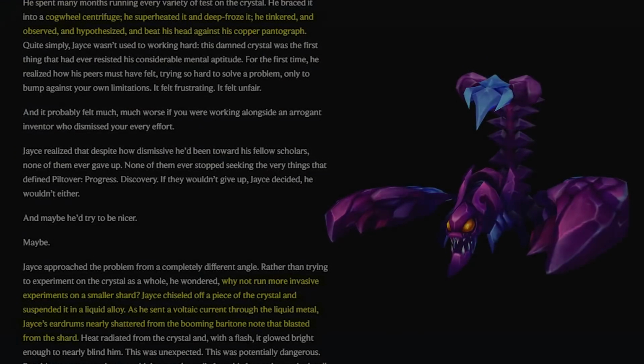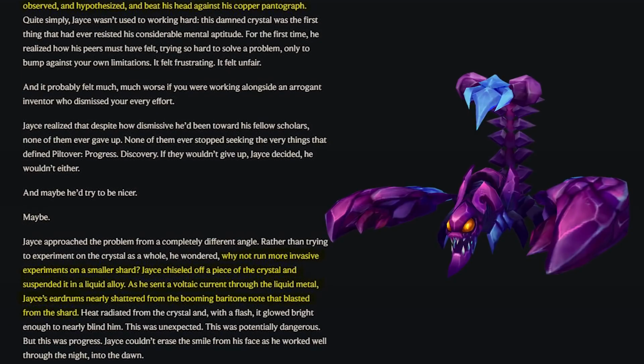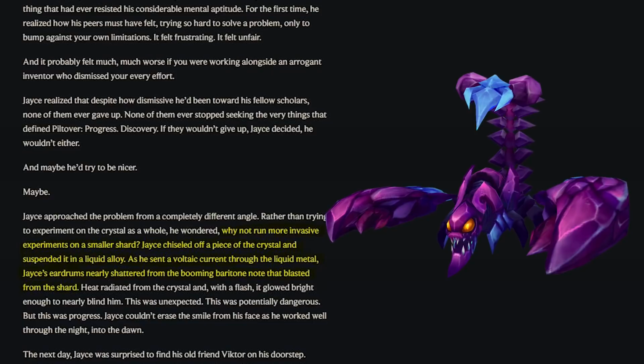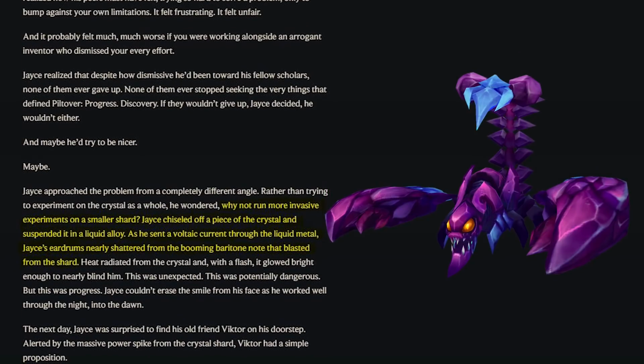Which means that Skarner's entire family went through cogwheel centrifuge, superheating, deep freezing, and all the way down to having a chunk taken away from them to be electrocuted by a voltage so strong that made Jayce hear their screams.